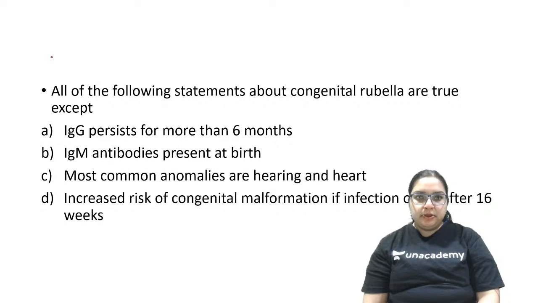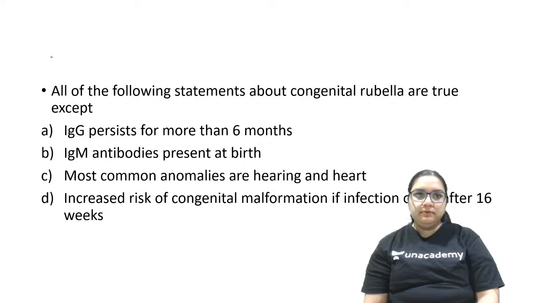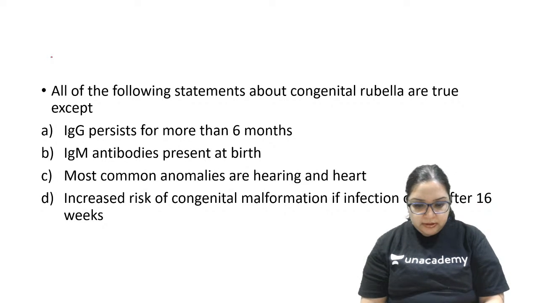First is IgG persists for more than 6 months. Second is IgM is present at birth. Third is hearing and heart are the most common. Fourth is increased risk of congenital malformations if infection occurs after 16 weeks. Wonderful.